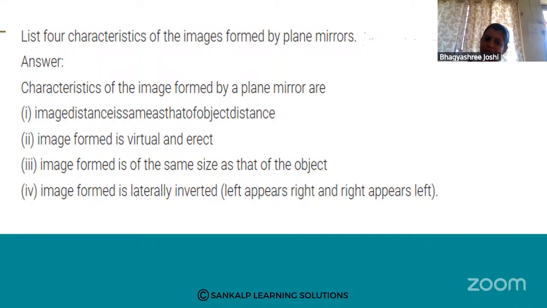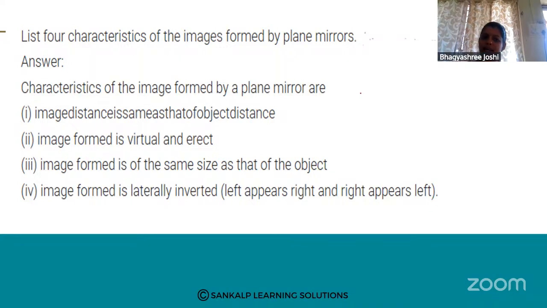Virtual and erect means upright image you will get. So ನೀವು ಸ್ಟ್ರೇಟ್ ಆಗಿ ನಿಂತುಕೊಂಡ್ರೆ ಅದು ಕೂಡ ಸ್ಟ್ರೇಟ್ ಆಗಿನೇ ಇರುತ್ತೆ, ನಿಮ್ಮ ಇಮೇಜ್ ಏನಾದ್ರೂ ಅದು ಉಲ್ಟಾ ಆಗತ್ತಾ? No. That means if you are standing straight then the image is also erect, that is upright image. Image formed is of the same size as that of the object. ನೀವು ಯಾವ ತರ ಇದ್ದೀರಾ ಅದೇ, ನೀವು ಸಣ್ಣಗಿದ್ರೆ ಅದು ಸಣ್ಣದಾಗಿ ಕಾಣಿಸುತ್ತೆ. So image is same as that of the object, that means size of the image is same as that of the object.